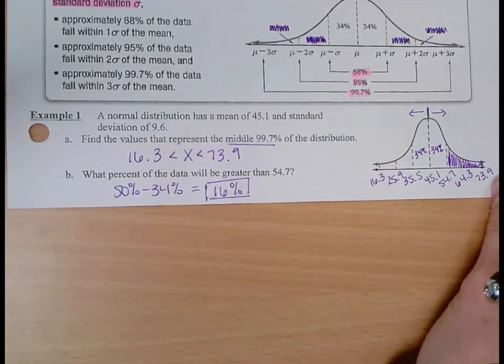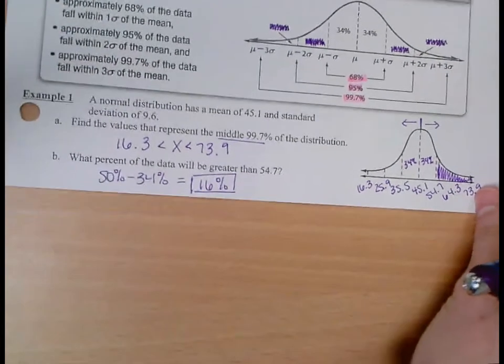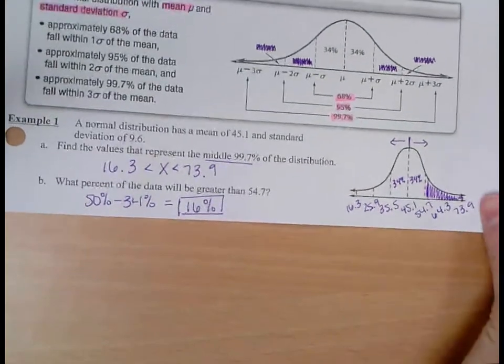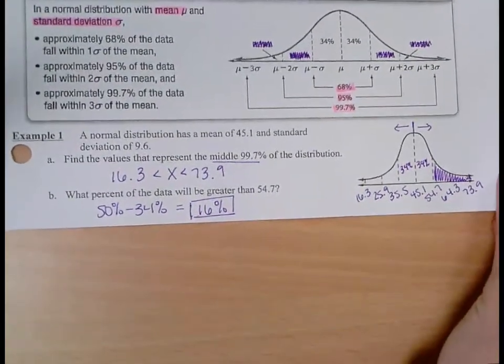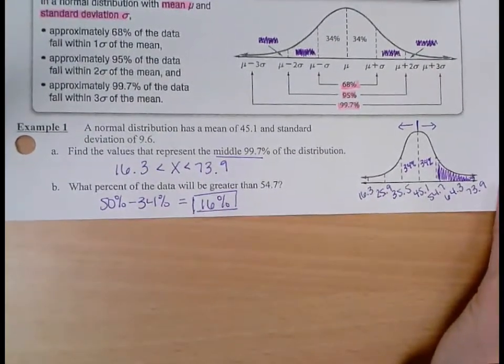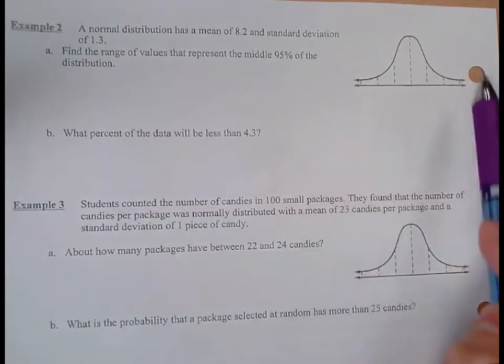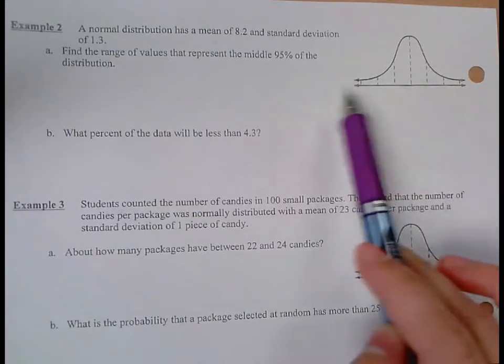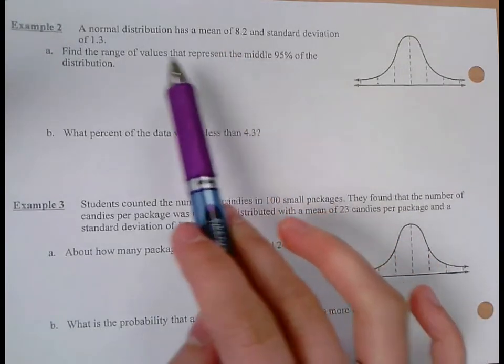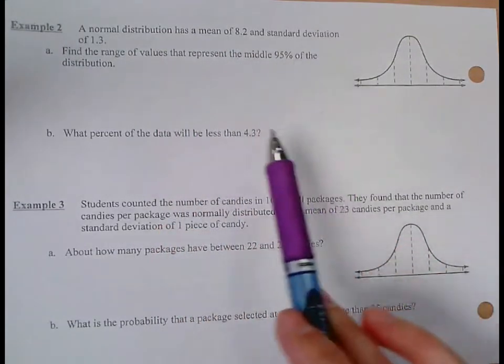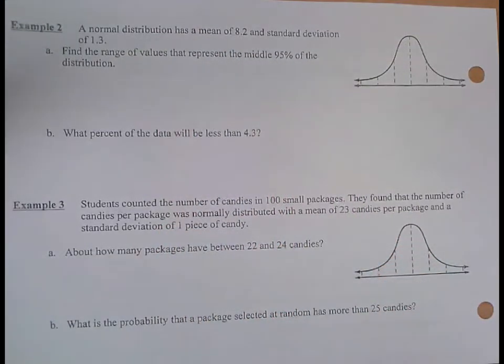Okay, so what I would like you to do is, for example 2, I'll leave this up in case some people walking in might still be copying some things down. But I would like you to try example 2 on your own or in your groups. So set up that x-axis, label your x-axis, you're given the mean and the standard deviation, and then try to find answers to parts A and B.